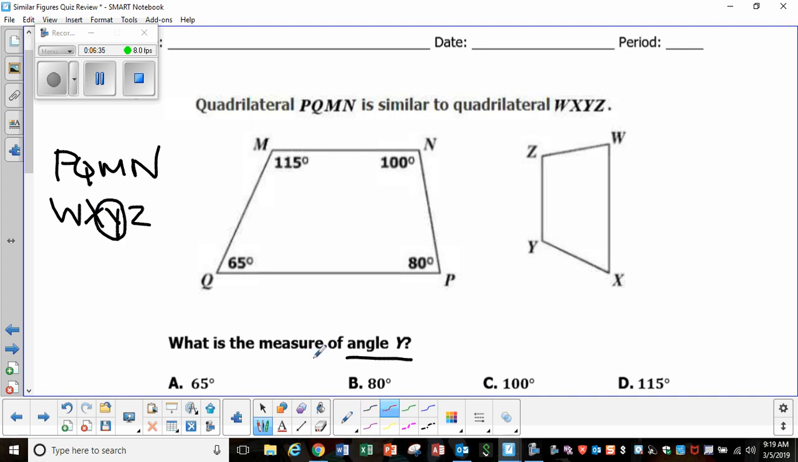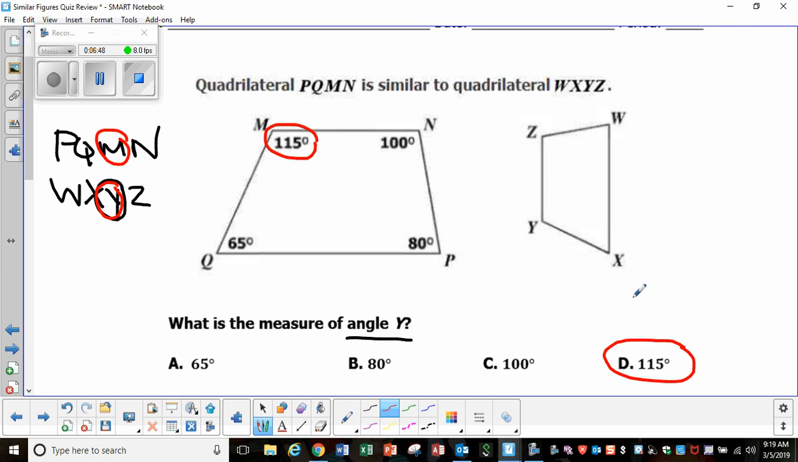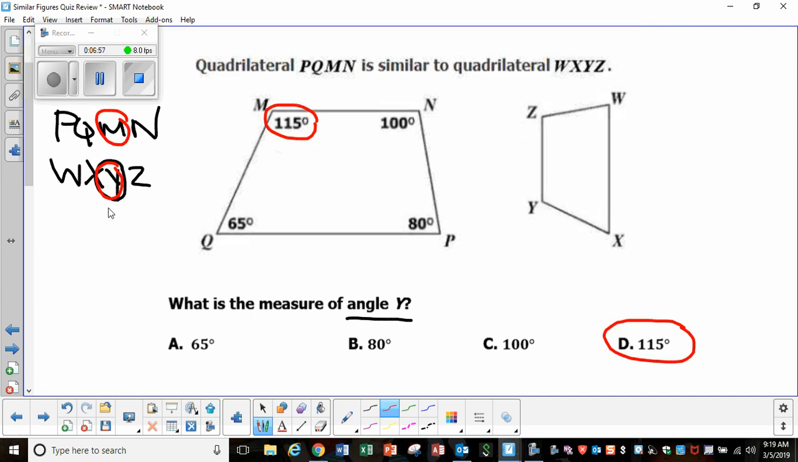And so angle Y corresponds with angle M in PQMN. So if I look at angle M, it's 115 degrees. That means that angle Y is also going to be 115 degrees because similar figures have the same angle measures. So again, by stacking the letters, I can correspond M with Y, and so if M is 115 degrees, then Y will also be 115 degrees, which is letter D.